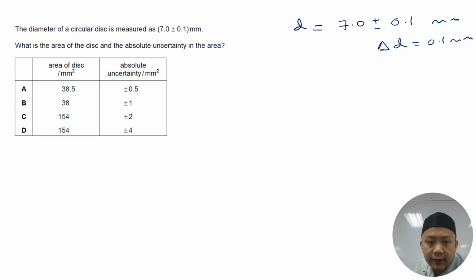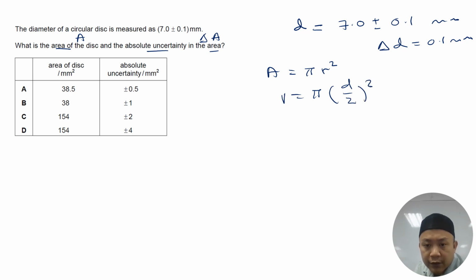So the question is asking what is the area of the disk and the absolute uncertainty in the area. So we want to know what is A as well as delta A. We know the formula for the area of a circle is A equals pi r squared, where the relationship between diameter and the radius r is r equals d over 2. So this would be your formula for the area. We can actually expand this to become pi over 4 multiplied by d squared.